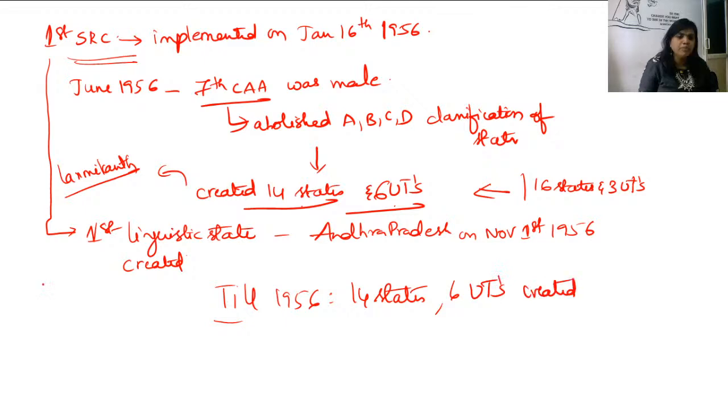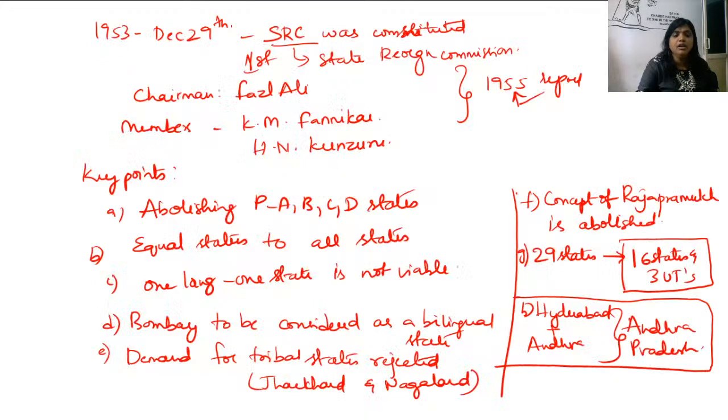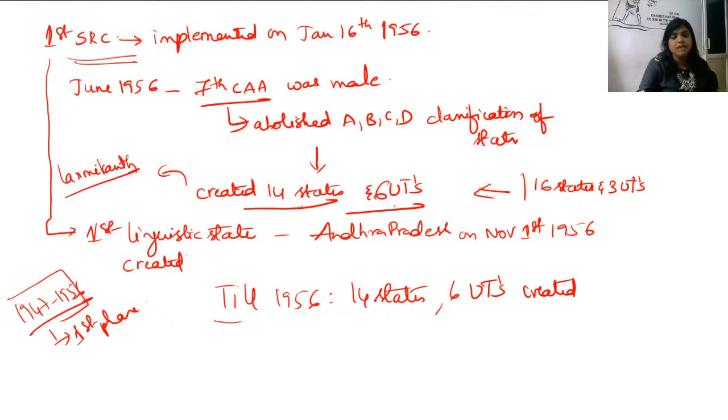So from 1947 till 1956, how the states have evolved, this is nothing but the first phase of states creation in India. Now we have to see what happened after 1956 also. Okay, so that is the next phase, right? I hope you understood. So again I repeat, we have the SRC committee recommendations, which has recommended creation of 16 states and 3 UTs. However, the actual implementation created only 14 states and 6 UTs.